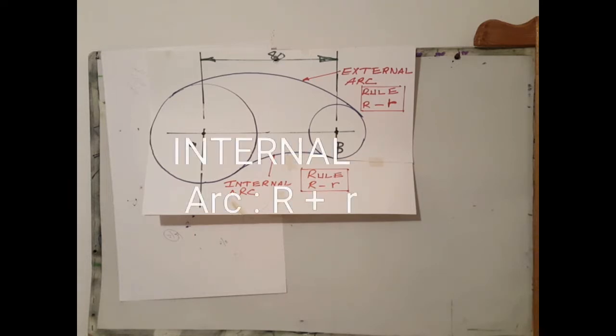For internal arc, big R plus small r. For external arcs, big R subtract small r. You should also appreciate the importance of two arcs when blending circle to two points or circles.